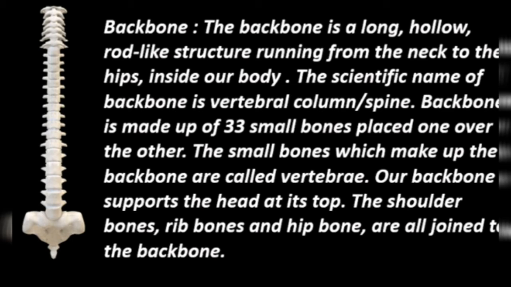The backbone is made up of 33 small bones placed one over the other. The small bones which make up the backbone are called vertebrae. Now you understand where the word vertebral column comes from. It comes from these vertebrae. Our backbone supports the head at its top. The shoulder bones, rib bones and hip bones are all joined to the backbone.